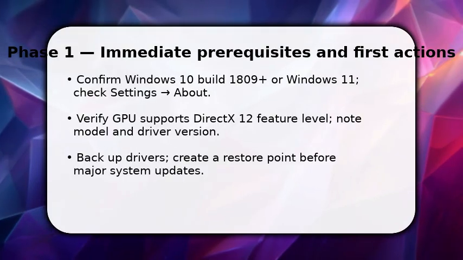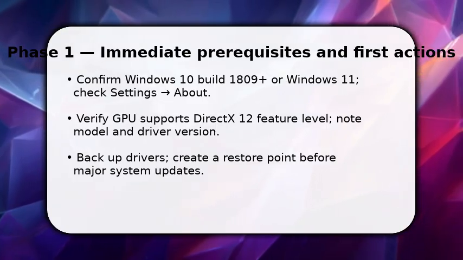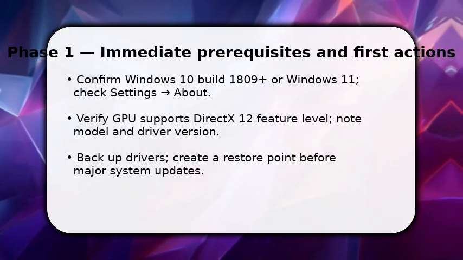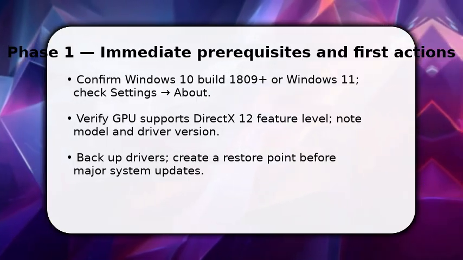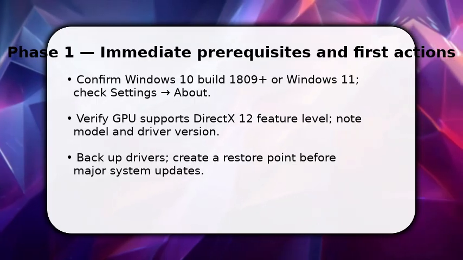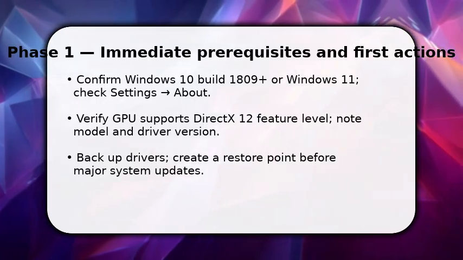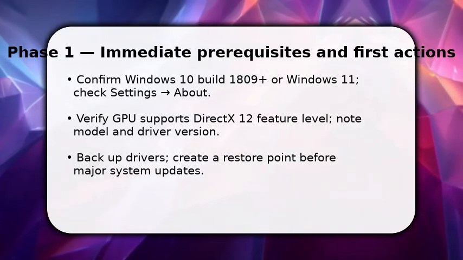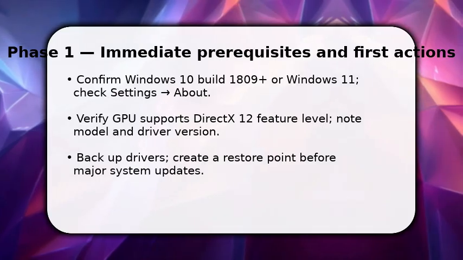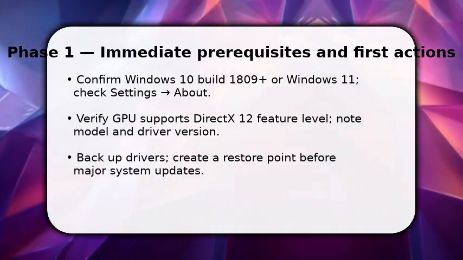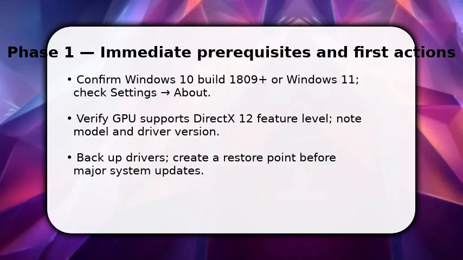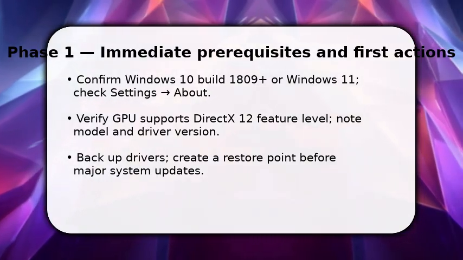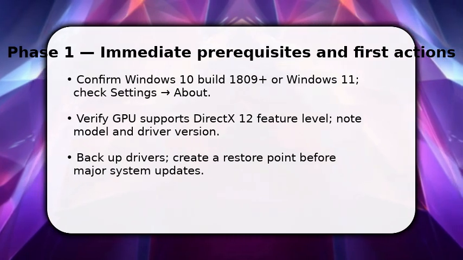You begin by confirming prerequisites. Check that you run Windows 10 build 1809 or newer, or Windows 11, because DirectX 12 is tied to the OS. Next, verify your GPU model supports DirectX 12 feature level. You'll need the exact driver name. Once done, open Windows Update and install all pending updates, then create a system restore point. Finally, download the latest GPU driver from the manufacturer. Prepare to install it immediately after rebooting.